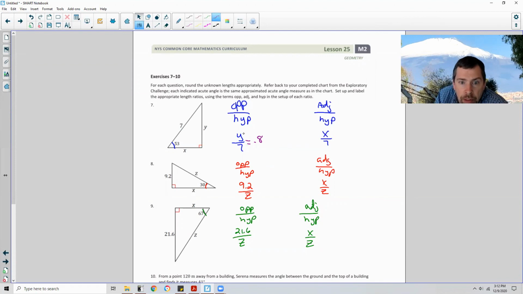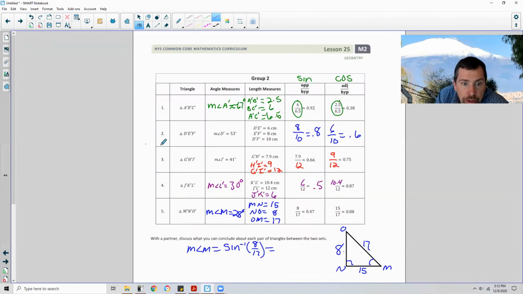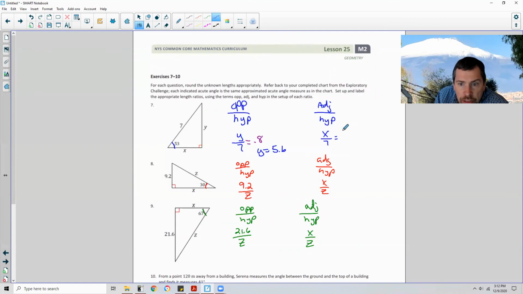Okay. So then I'm going to multiply both sides by 7, and I'm going to get y equals 5.6. Over here, I have x over 7. And if I go back to that 53-degree triangle from the table, cosine is 6 over 10. So then I set that equal to 6 over 10, or 0.6, either way. Let me just do it as 0.6. It's easier as a decimal. And then x is going to equal 7 times 0.6, which is 4.2.